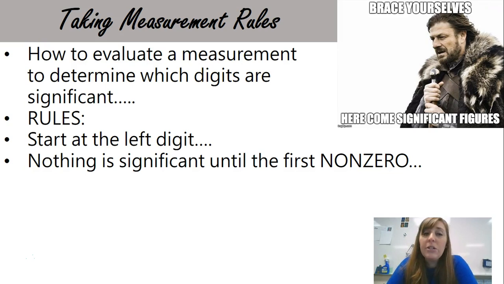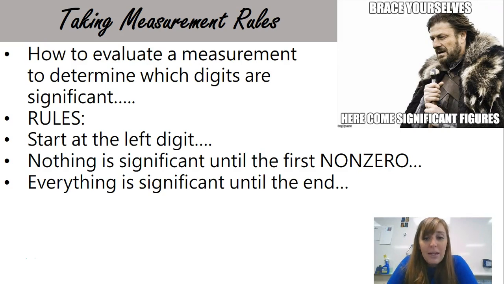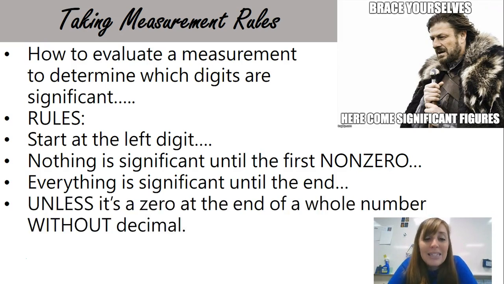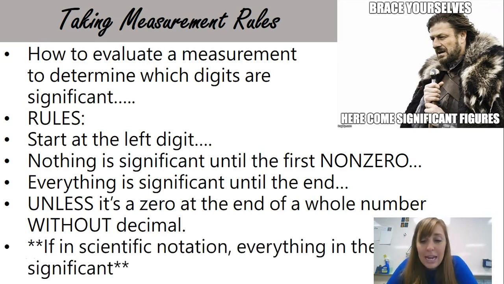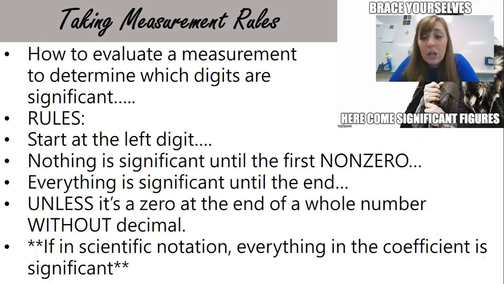Nothing is significant until the first non-zero: 1, 2, 3, 4, 5, 6, 7, 8, or 9. Everything is significant until the end of the number from then on, unless it's a 0 at the end of a whole number without a decimal. Okay? If we are in scientific notation, everything in the coefficient is significant.